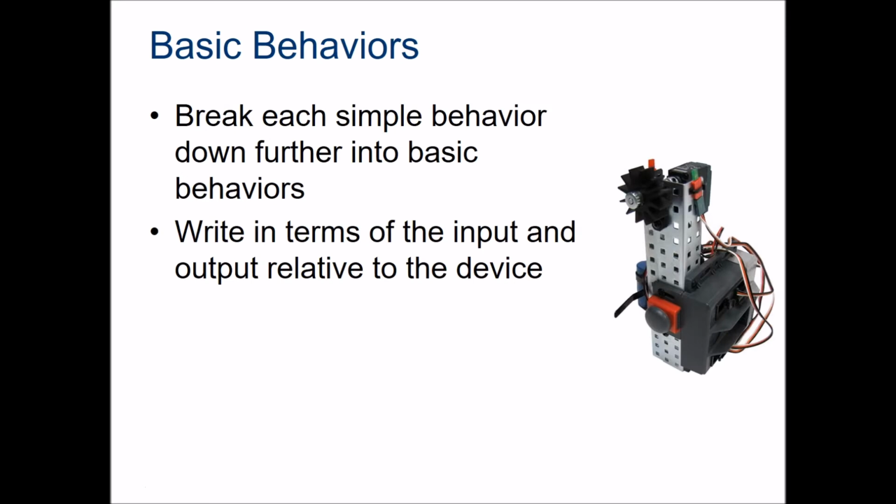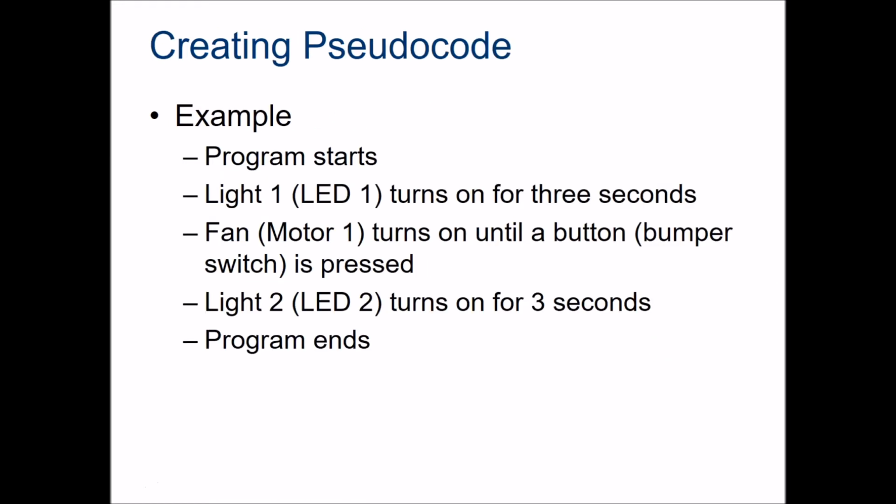So now we have basic behaviors. This is where we take our simple behavior and we break it further down. This is written in terms of the input and output relative to the device. So here's our example here. We have a pseudocode of a simple behavior where line for line, what happens?